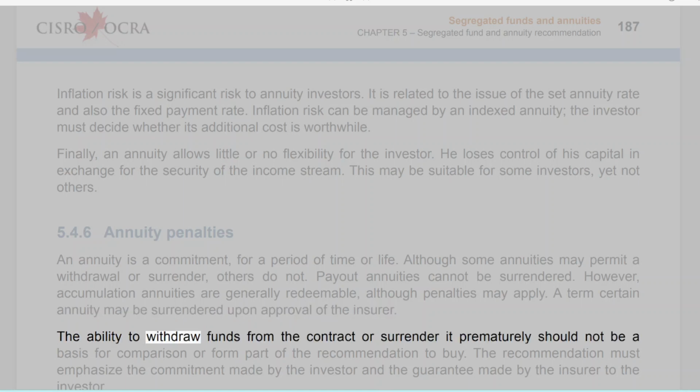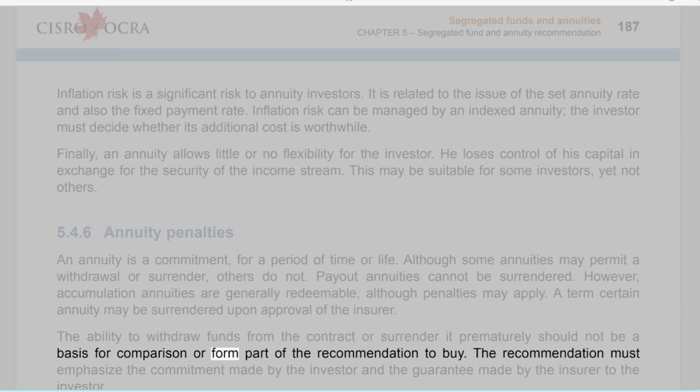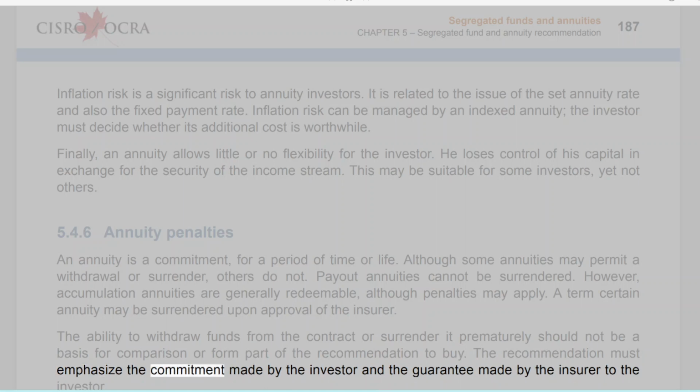The ability to withdraw funds from the contract or surrender it prematurely should not be a basis for comparison or form part of the recommendation to buy. The recommendation must emphasize the commitment made by the investor and the guarantee made by the insurer to the investor.